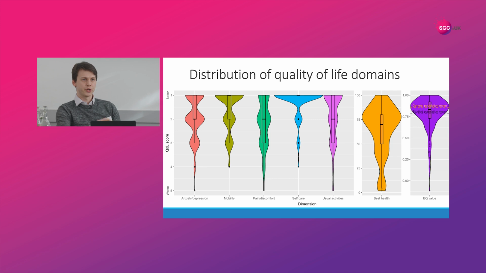When we look at the distribution of all of those domains we were talking about, we can get this graph. And you see that in general, people tended to be towards the better quality of life. That's towards the top of the graph where most of these areas are wider. In the purple one at the edge for the EQ value, we do have an orange line for the general population, so across the board in the UK. And then the black dotted line is for the people in the study. So quality of life in adenoid cystic carcinoma is a bit worse than the general population, but not massively so. And this is pretty comparable to other cancers as well.